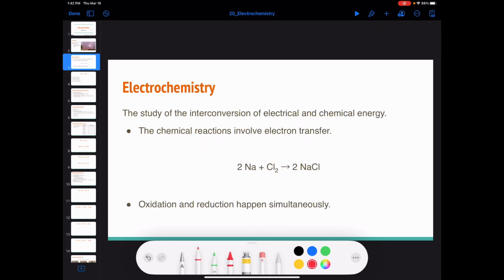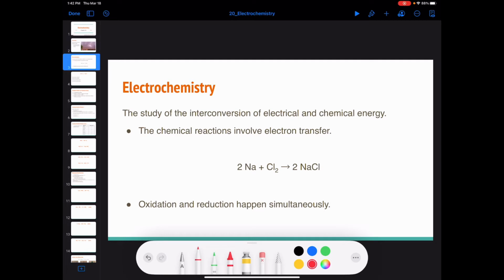Okay, so electrochemistry is just studying how chemical energy, which is stored inside the bonds of our atoms and molecules, is going to be interconverted into electrical energy. And we know that you can never create or destroy energy, just like you can never create or destroy matter. So it makes sense that that electrical energy has to come from somewhere. And we're going to learn about where it's coming from.